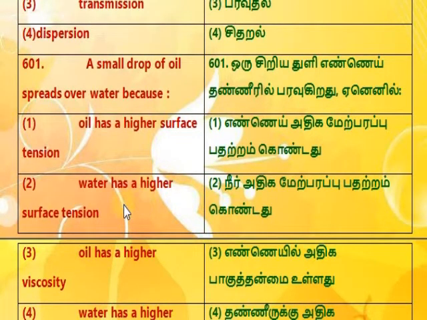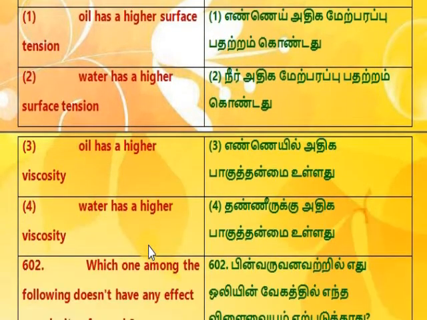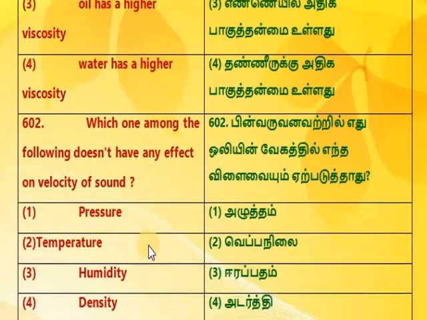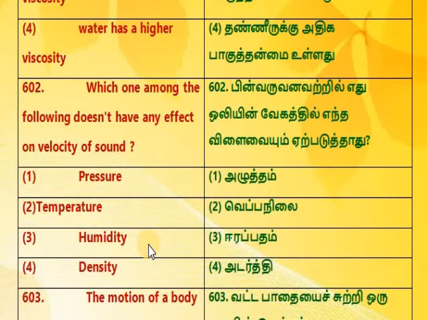101. A small drop of oil spreads over water because: 1. Oil has a higher surface tension, 2. Water has a higher surface tension, 3. Oil has a higher viscosity, 4. Water has a higher viscosity. 602. Which one among the following doesn't have any effect on velocity of sound? 1. Pressure, 2. Temperature, 3.